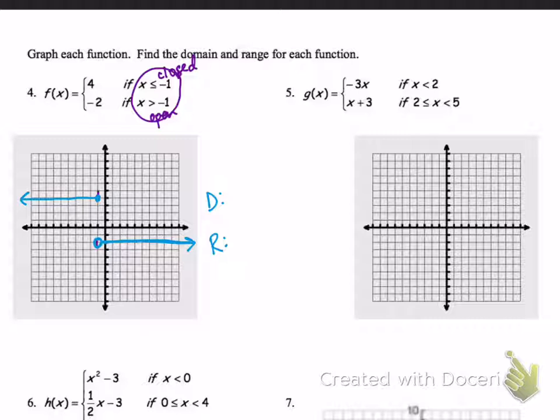So my domain, if I'm reading it from left to right, what would it be? Negative infinity, positive infinity. Good. Because even though at -1 it has an open circle, it also has a closed. So it keeps going. Then my range, it's 2 horizontal lines. So it looks like -2 with bracket, union, 4, bracket.